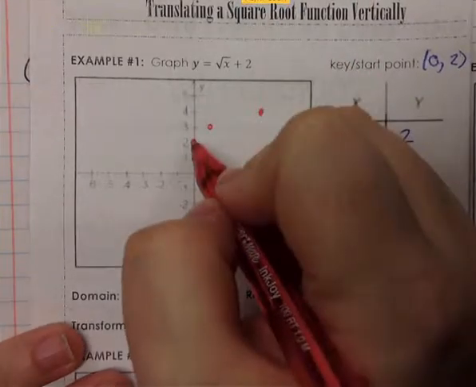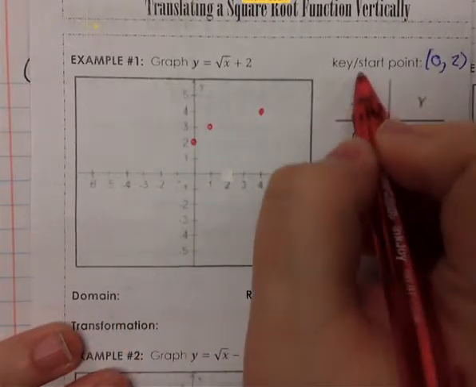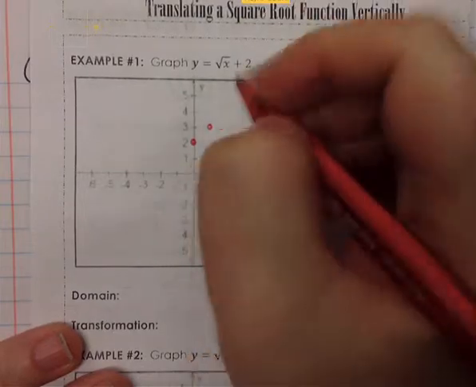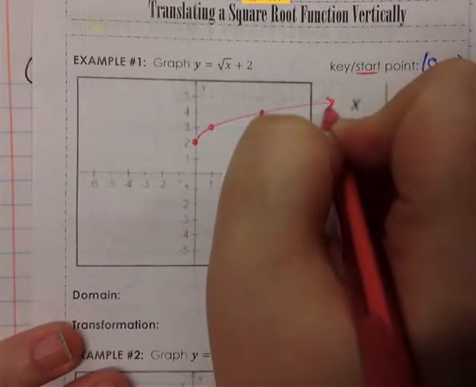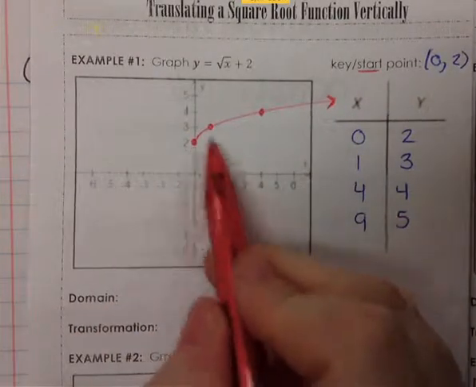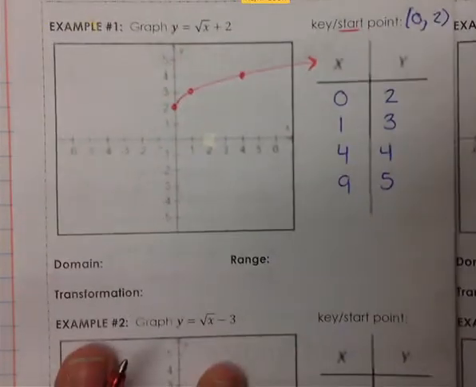So when we graph this, it does start here. That's why we want to know that it's a start point. So it starts here, and it connects these points, and it goes off forever in that direction. There's no arrow on this side because it does not go to the left.